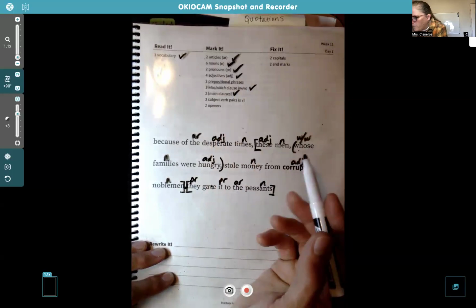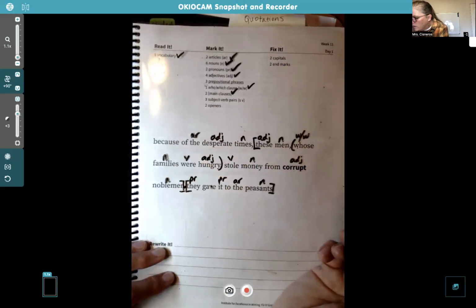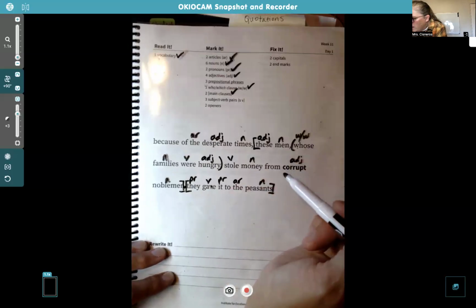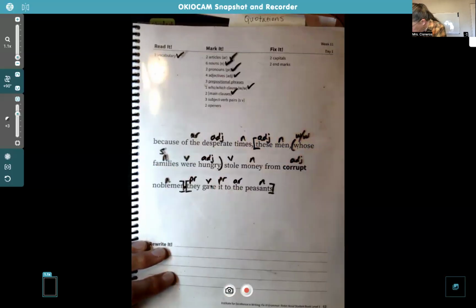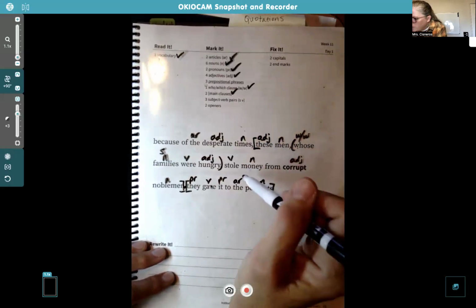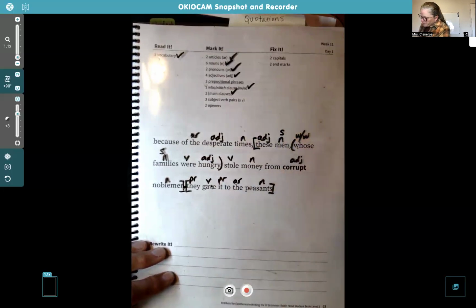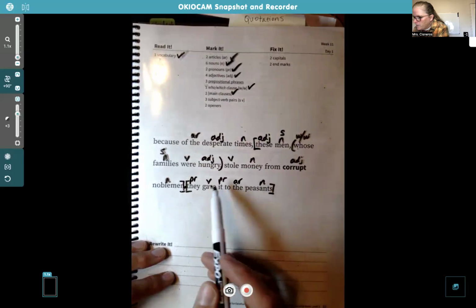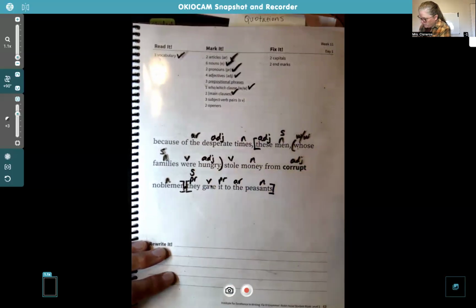Subject verb pairs, I'm going to find the verbs first. We've got were, stole, gave. That it? I think that's it. Yep. Subjects. The verb were, so the families were hungry. That's the subject there. And then who stole the money? It was the men. The men stole the money. And then in the last main clause, we have gave it to the peasants. Who gave it to the peasants? It was they. They gave it to the peasants.